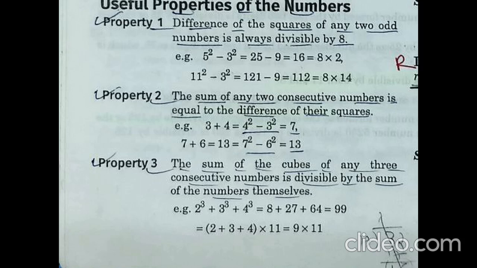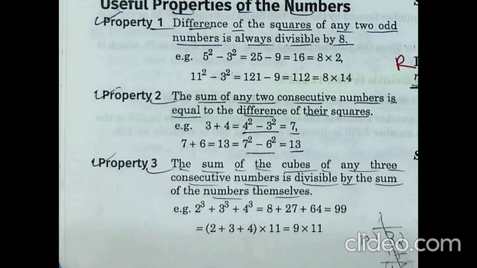Second property says the sum of any two consecutive numbers, like 3, 4, or 6, 7, 8, 9, right? So the sum of any two consecutive numbers is equal to the difference of their squares. For example, 3 plus 4, as we know, is 7, but 4 square minus 3 square is the same, it's 7.